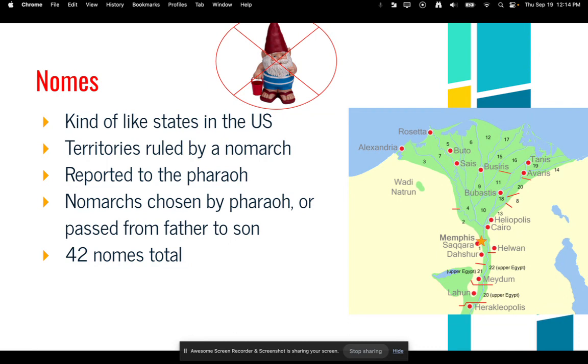So gnomes were territories ruled by a nomarch, and they would report directly to the pharaoh. Now, the pharaoh would be located here in Memphis. Nomarchs were typically chosen by a pharaoh, or they were hereditary, so it was passed from father to son. And there were 42 gnomes total. Now, there's more gnomes as you go down the river, but these are some of the most populated gnomes during ancient Egypt.